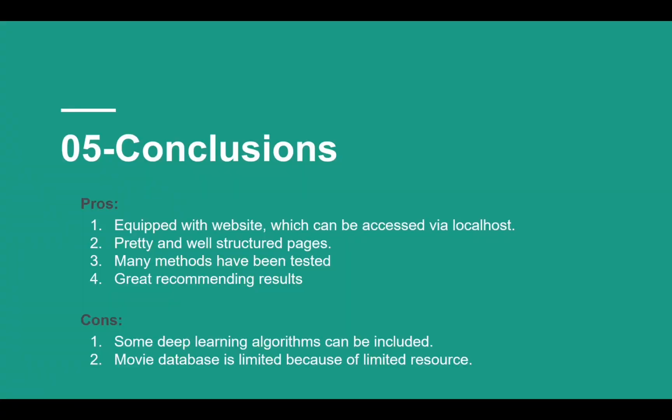Our content-based recommendation system is equipped with a website which can be accessed via localhost. For the front end, we find ways to render our pages and make them prettier and well-structured. For the back end, many methods have been tested to see if they work well on our project and match our goal. Even though our recommendation system is relatively complete and content-rich, we still have something to do to optimize our system.